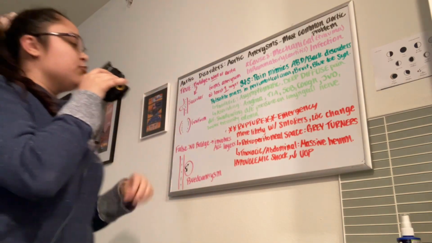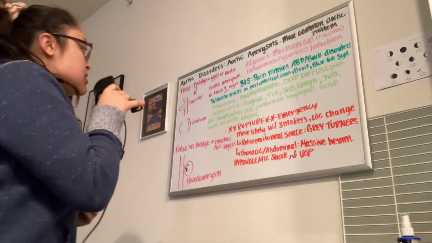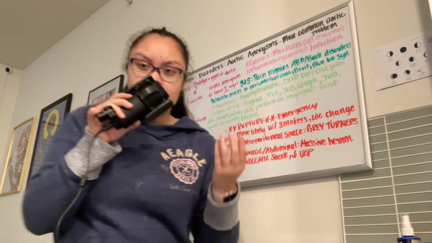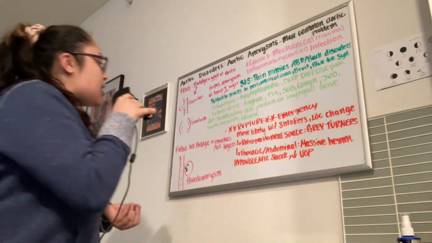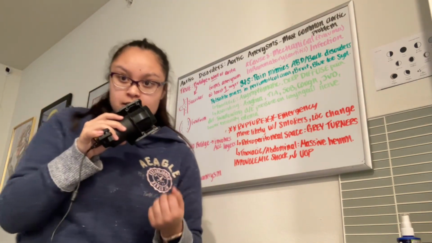They may have shortness of breath, they may have a cough, they may have JVD. They also may have difficulty swallowing because this aneurysm is pushing on that laryngeal nerve. They might also have some lower extremity edema.